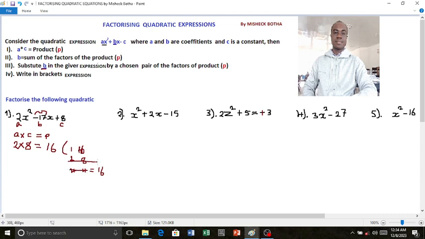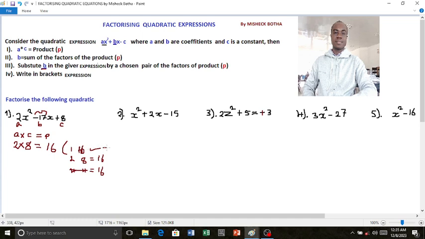Let's come to the second one. 2 times 8 will give us 16, which means we'll get our product back. But 2 plus 8, or 2 minus 8, will not give us negative 17, which is our B, right? That's our sum.